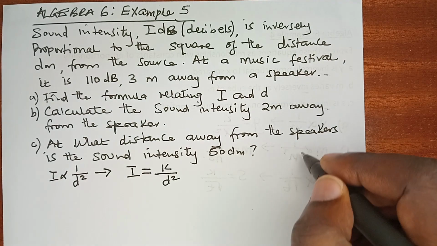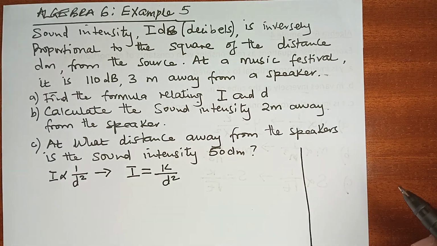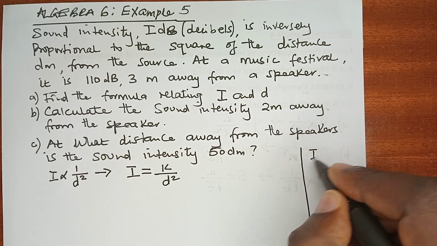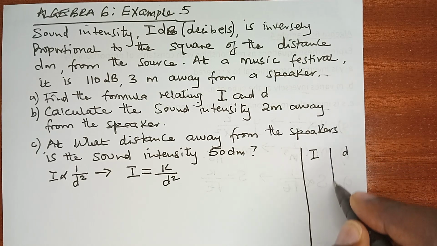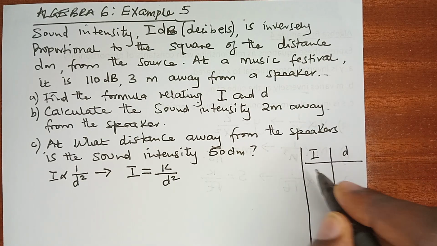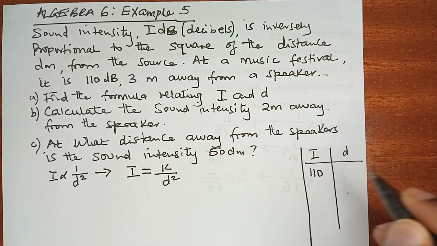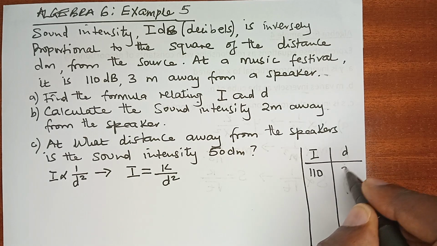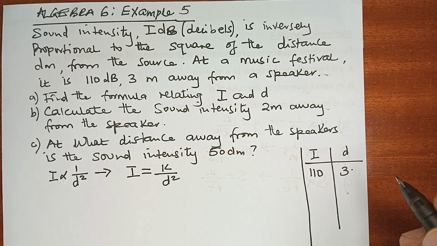At a music festival, let's get the details here. At the music festival, the intensity is 110 and the distance is 3 meters away from the speaker. Part A of the question: find the formula relating I and d, intensity and the distance.